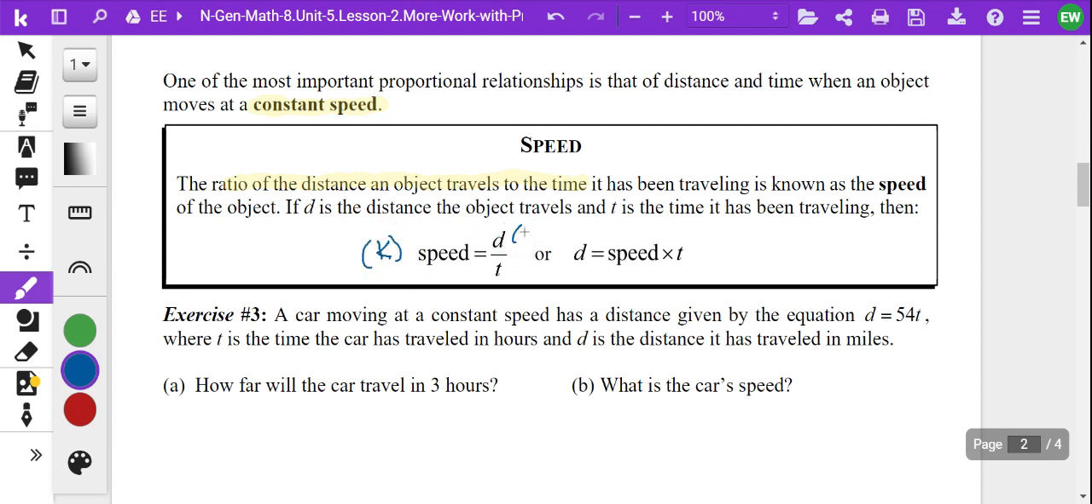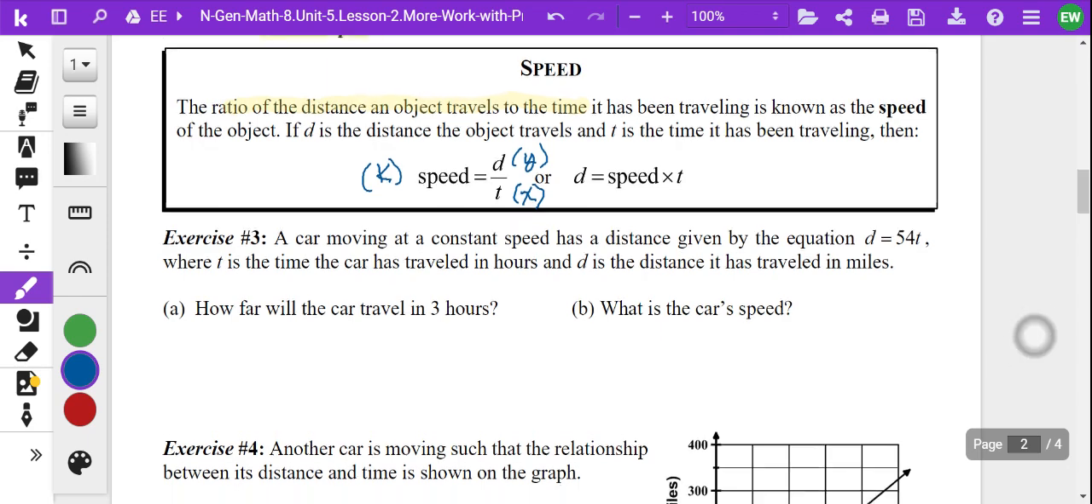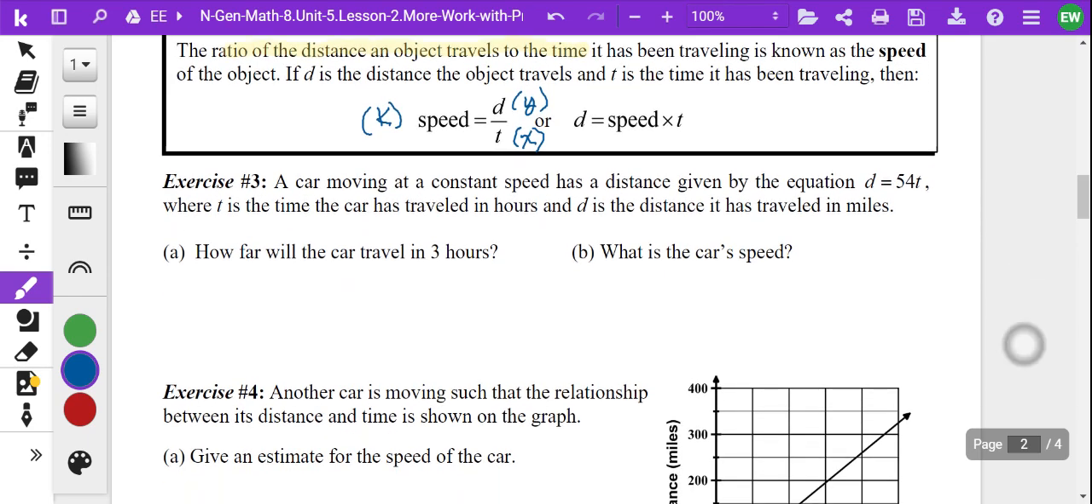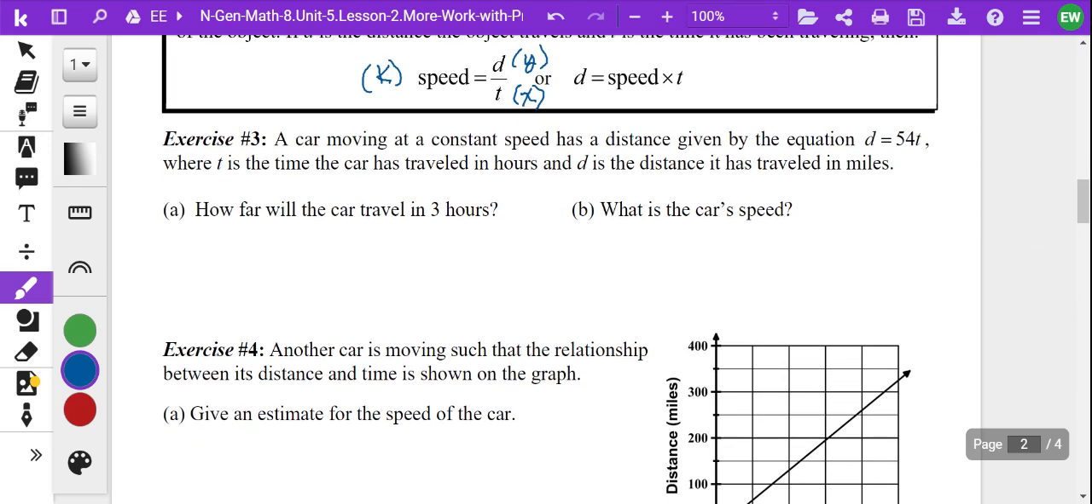Our distance would be our y, and our time would be our x. Okay? All right, so we are going to look at a couple of problems that have to do with speed. So exercise 3 says a car moving at a constant speed has a distance given by the equation d equals 54t, where t is the time the car has traveled in hours and d is the distance it has traveled in miles. How far will the car travel in 3 hours?